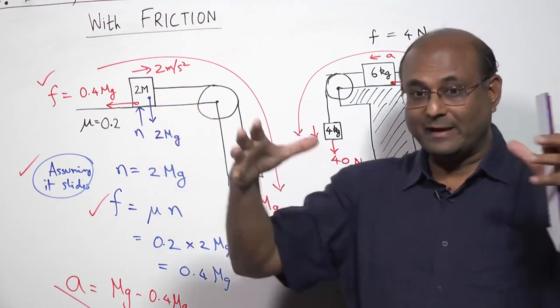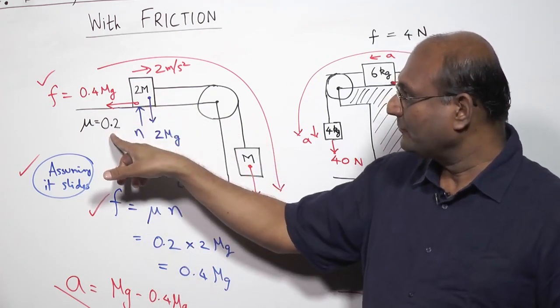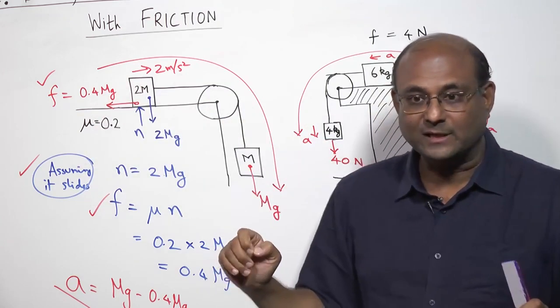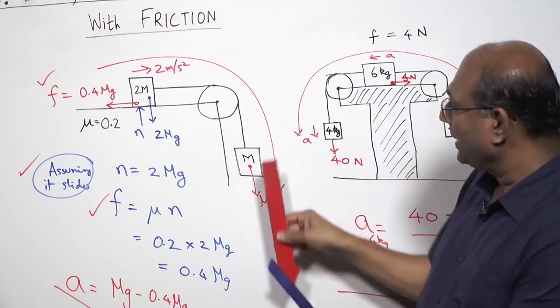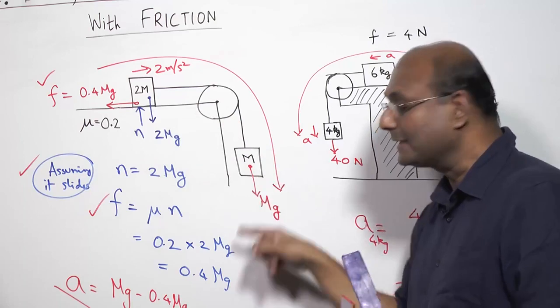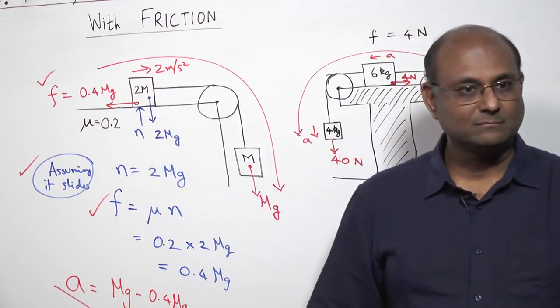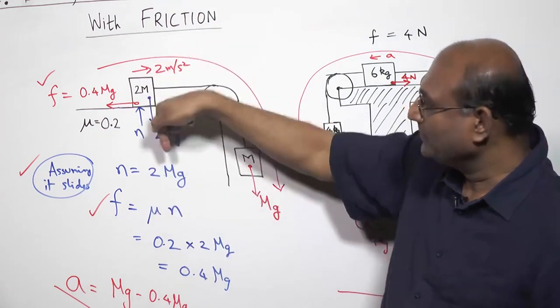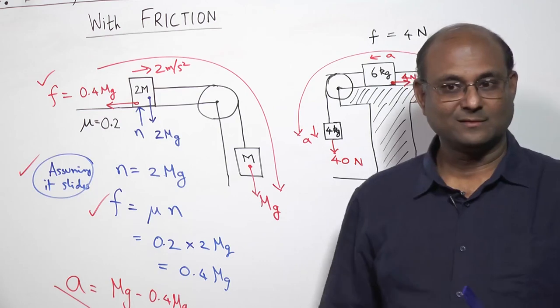Because usually when we have a big block, there's a lot of friction force. But you see with 2m, the friction force happens to be only 0.4 mg, whereas the gravitational force on this is mg. This force is a lot more than that force, so it will definitely pull it in this case. Suppose mu here turned out to be 1. Then what will happen? This is 2 mg, N is 2 mg, so therefore this force will be 2 mg.